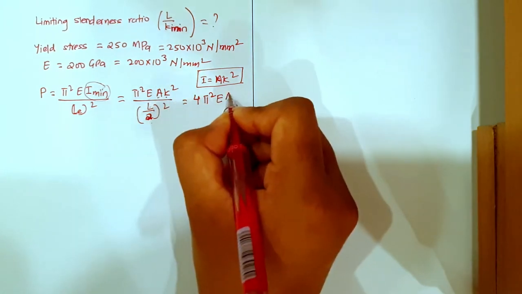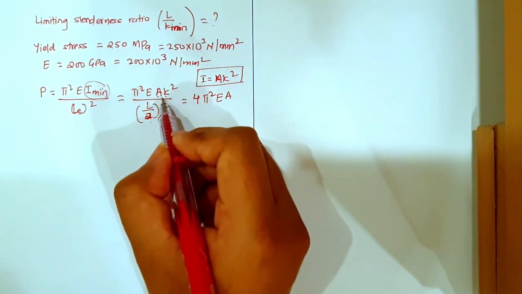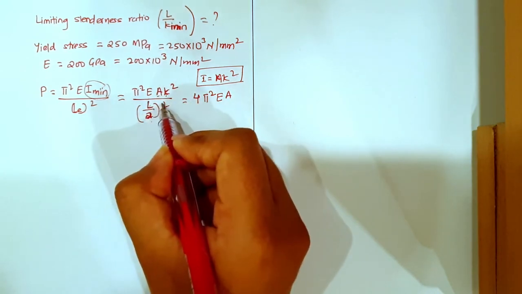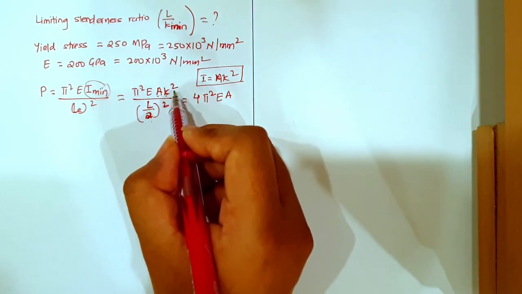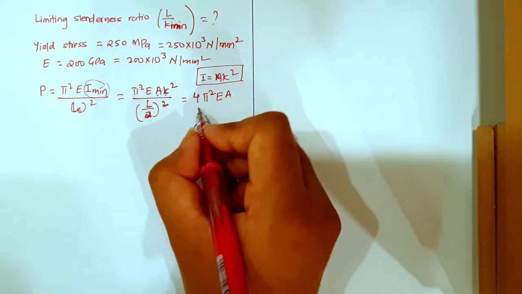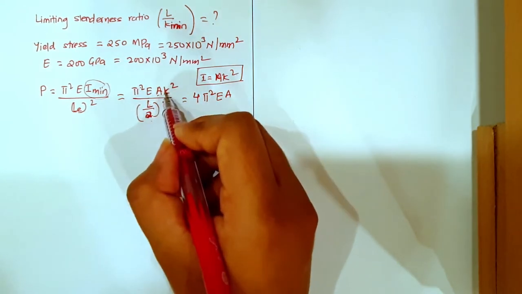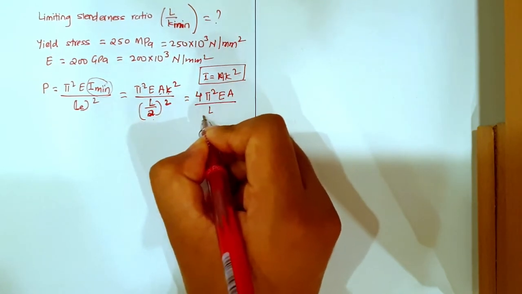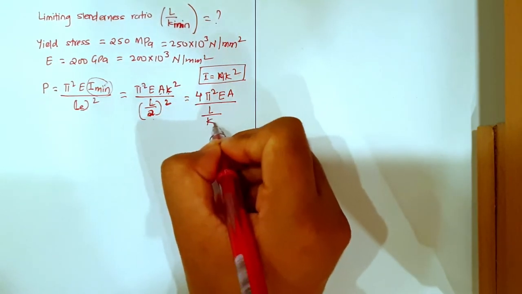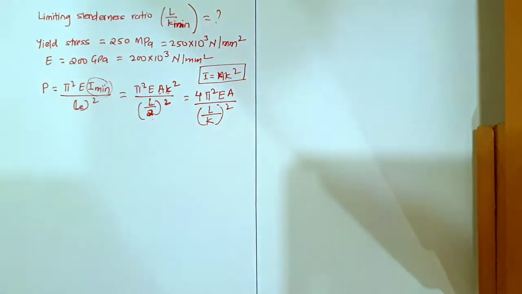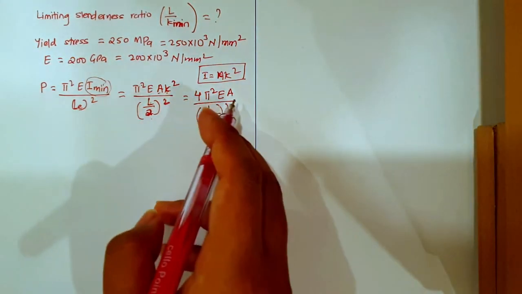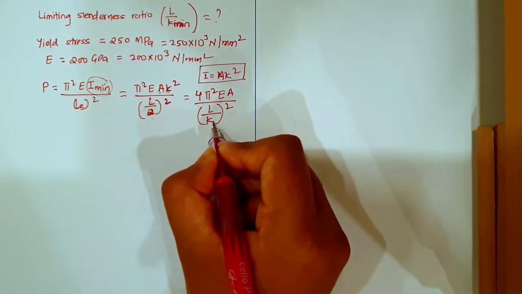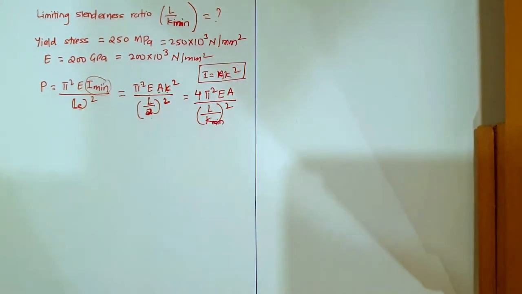And I have area here. Now here you have k square, and down there also you have L square, right? So send these two together. If I send this k square to the denominator, I'll have L by k the whole square. So this is what I will have. Now from here, this k is the minimum value of radius of gyration.